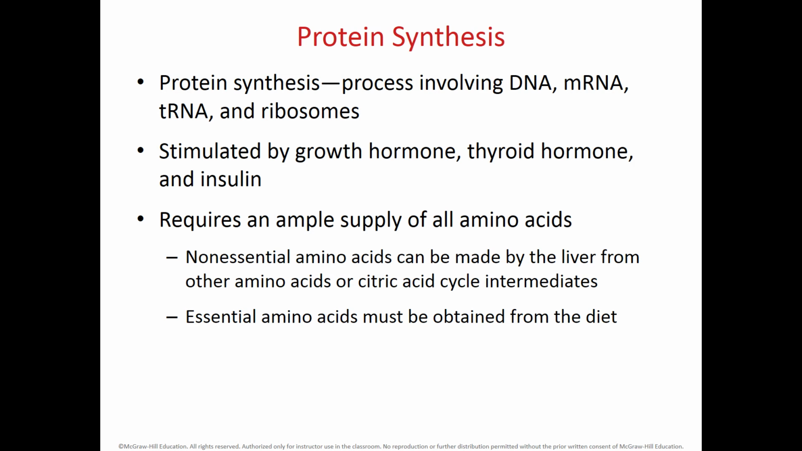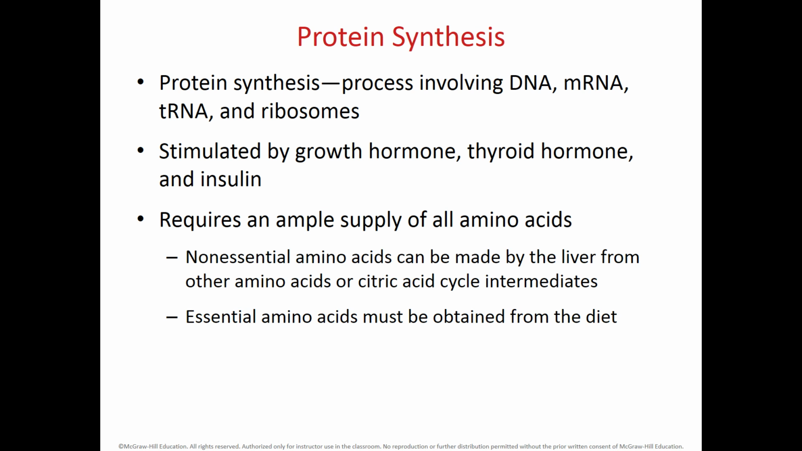Now also you can synthesize proteins when you have this excess of amino acids, and you can use these amino acids to make proteins that are involved in DNA and mRNA, messenger RNA, transfer RNA, and ribosome synthesis. And this synthesis of proteins is stimulated when you have these amino acids available in your diet and you have growth hormone, thyroid hormone, or insulin. Insulin in general is an anabolic hormone.